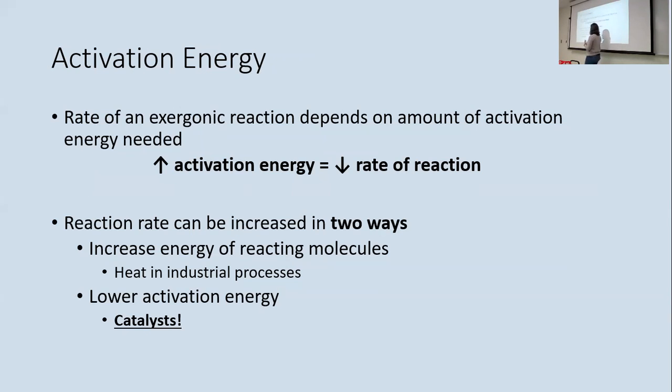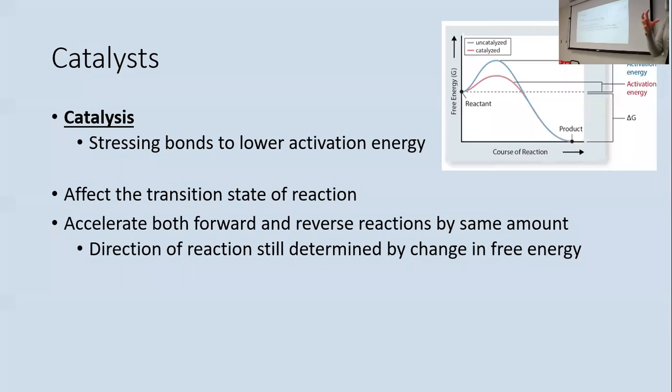So if we have a reaction that needs a chunk of activation energy, we can add a catalyst to kind of handle that for us, basically. Catalysis is stressing bonds to lower activation energy. And so this affects the transition state of a reaction, whether we're over here or over here. We can start destabilizing bonds and make things move from one side to the other.